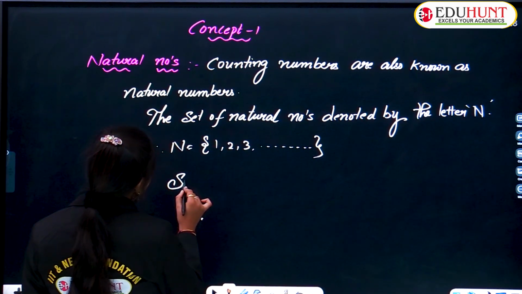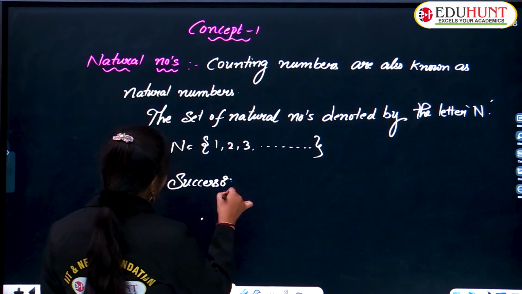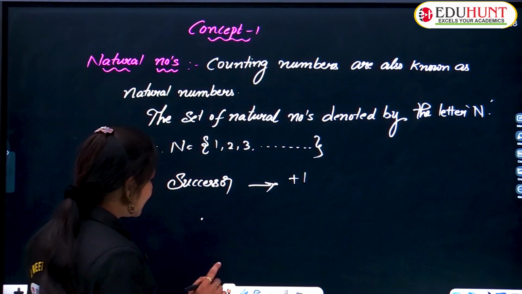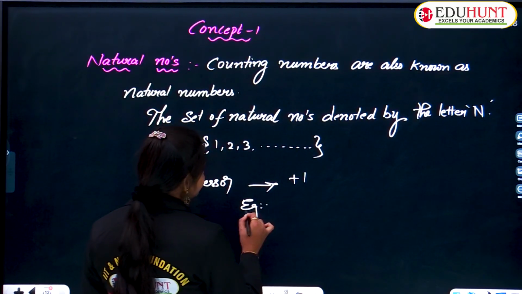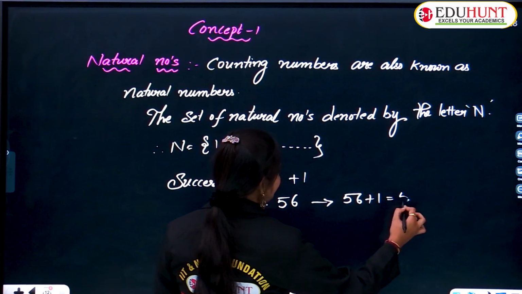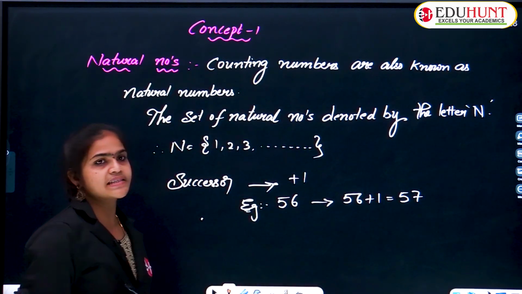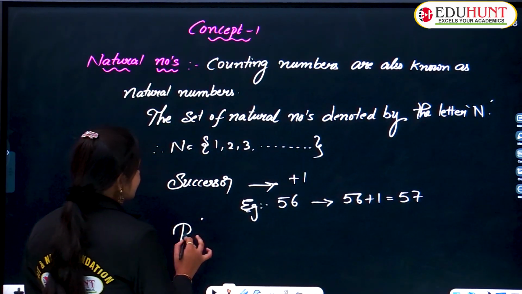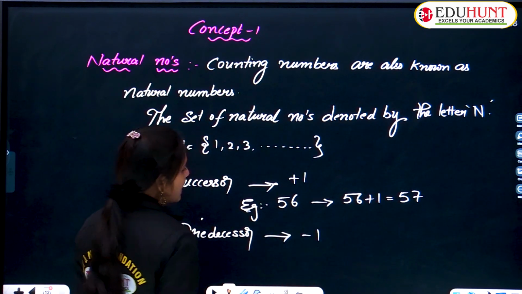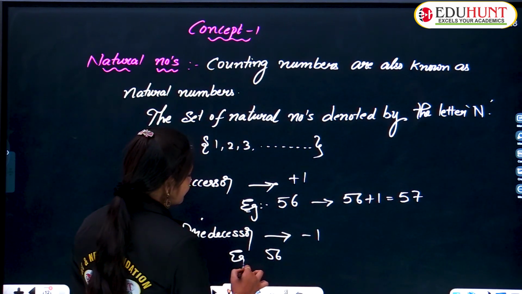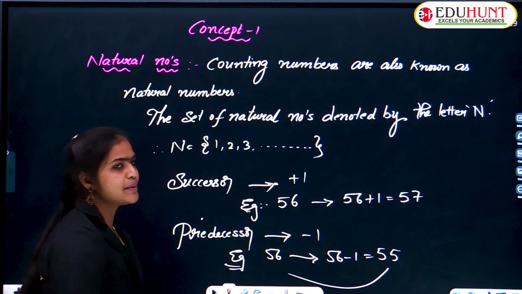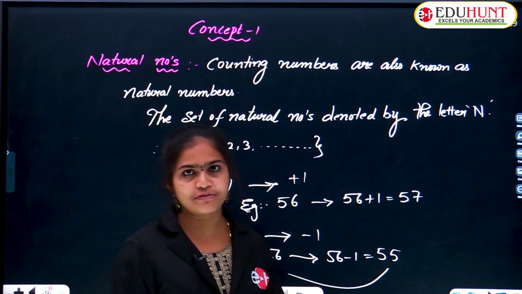See here, successor means plus 1. If you add 1 to any number, then you will get the next number. 56 plus 1 is equal to 57. 57 is the successor of 56. Now the predecessor means minus 1. The predecessor of 56 is 56 minus 1, which is equal to 55. 55 is the predecessor of 56 and 57 is the successor of 56.